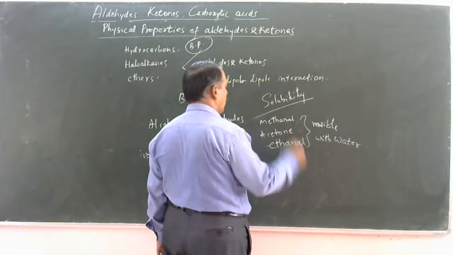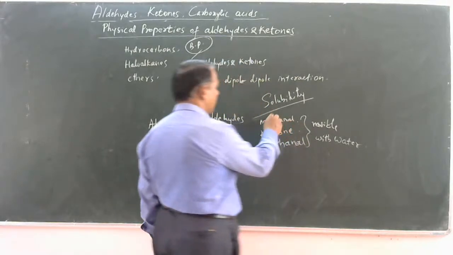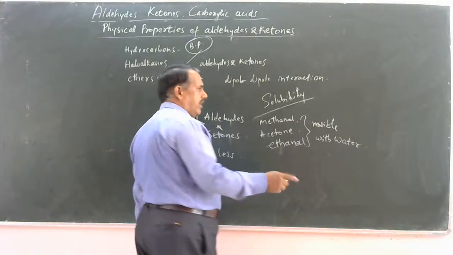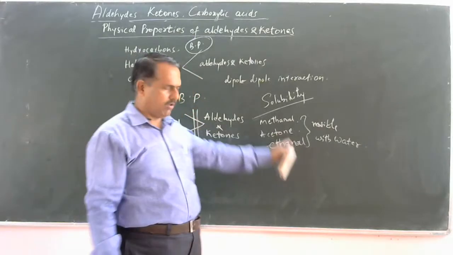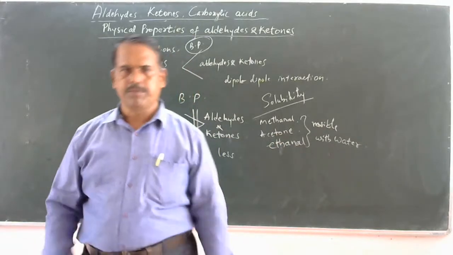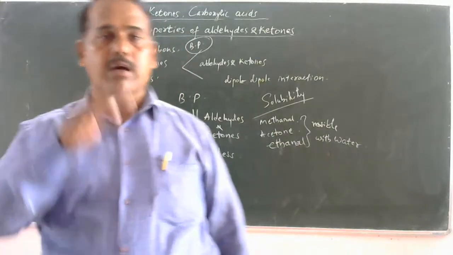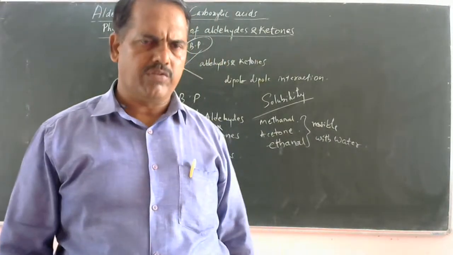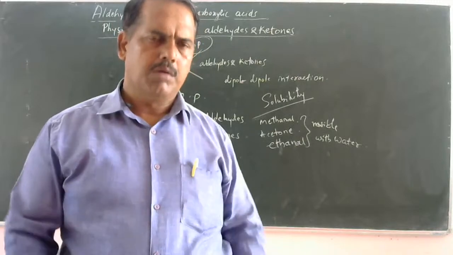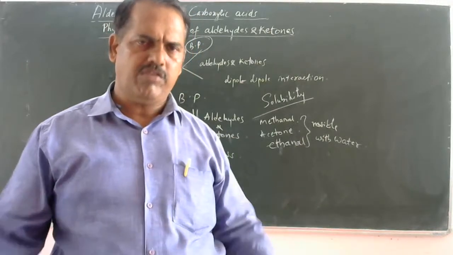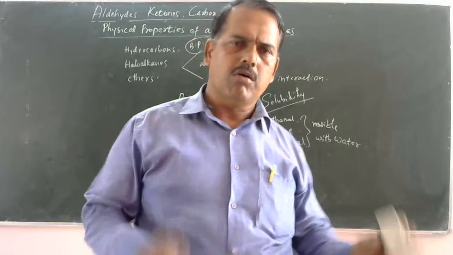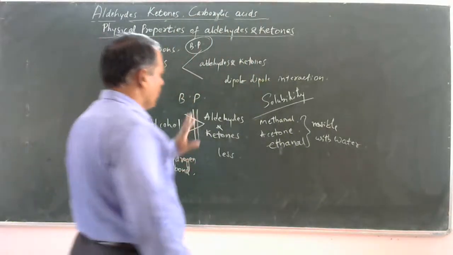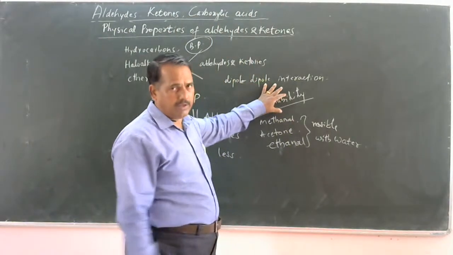Because the oxygen atom present in aldehydes and ketones will form hydrogen bond with water molecules. They are miscible. But higher molecular mass aldehydes and ketones are immiscible with water, but they are soluble in organic solvents. Okay, that is nothing but the solubility.